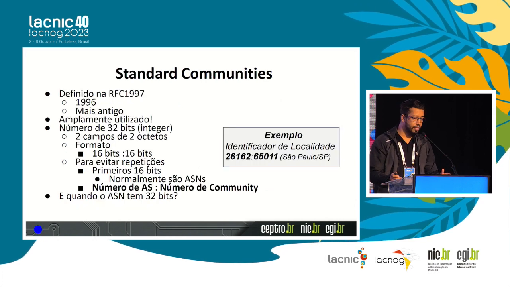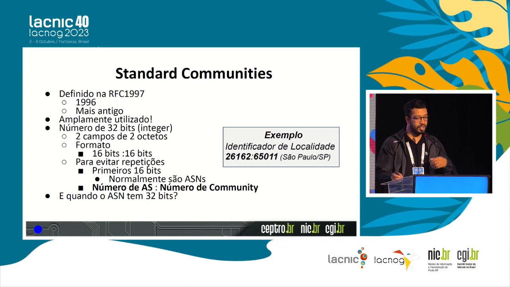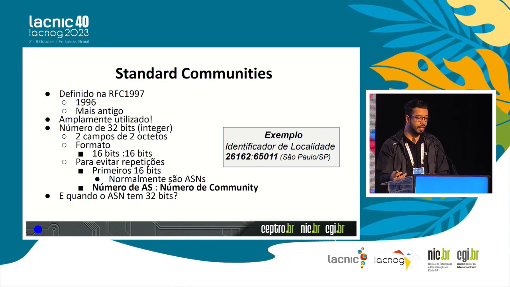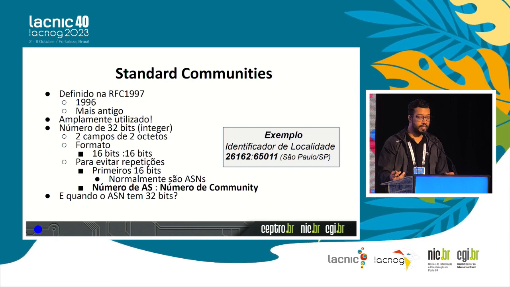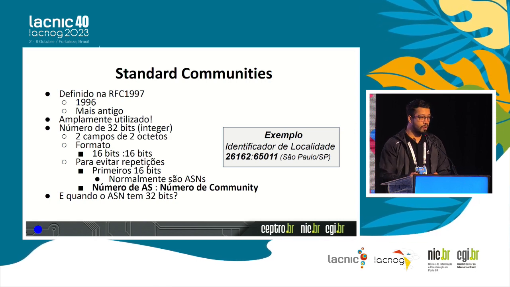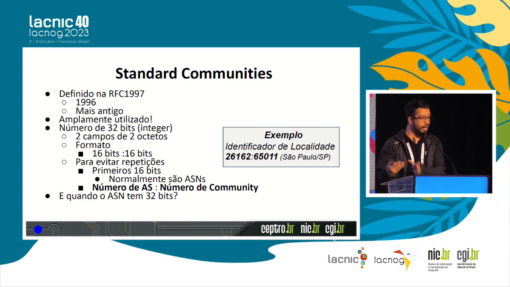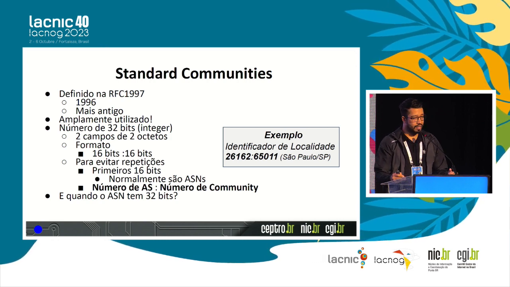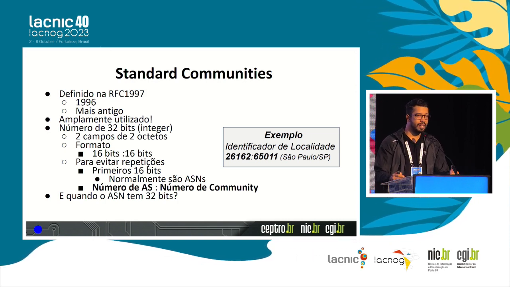And today there are three types of communities: standard, extended, and large. The standard ones are absolutely standard. They were created in 1996. They have two 16-bit fields, so that makes 32 bits. And usually we include our AS number and the community number that will identify this community. However, there was a problem.